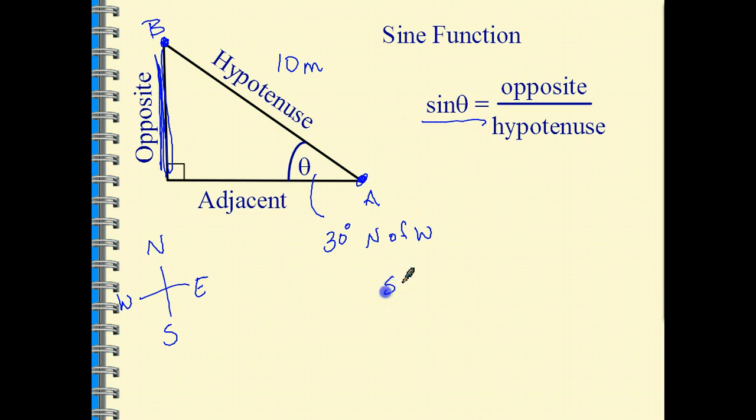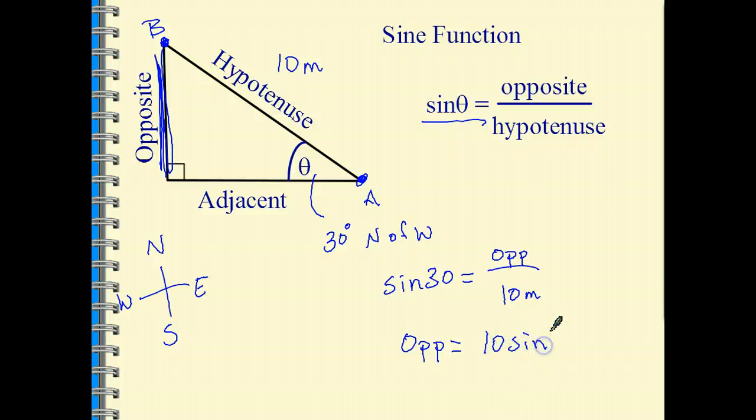So we know that sine of the angle, in this case our angle is 30 degrees, sine of 30 is going to equal the opposite, which we're just going to abbreviate as OPP, over our hypotenuse, which is 10 meters. Now, use a little algebra here, multiply both sides by 10, so we know our opposite side is going to be 10 times sine of 30.